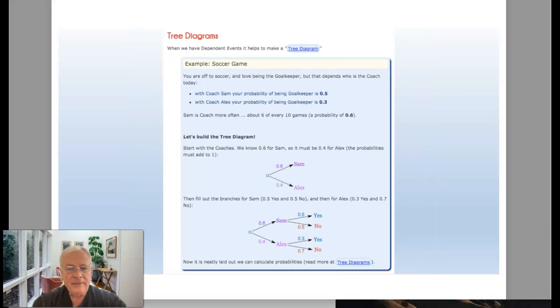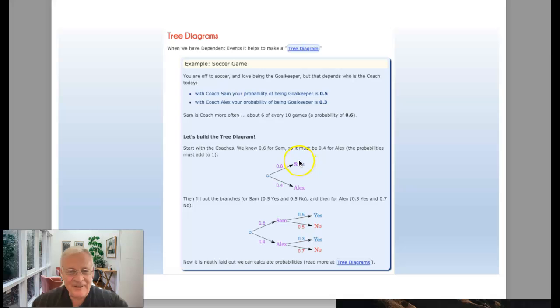Now, when we have dependent events, it helps to make a tree diagram. And guys, we're going to be making some tree diagrams next week too. I just want to show you what one looks like here. Again, say you play soccer and you like to play goalie, but the probability of your coach putting you in goalie is different depending on whether it's Sam or Alex. Okay, you have 2 different coaches, and Sam is the coach more often.